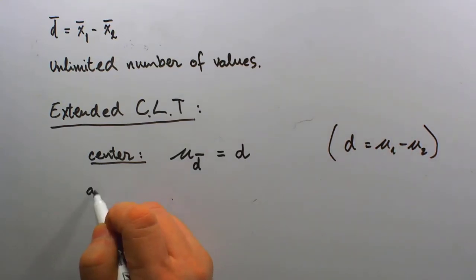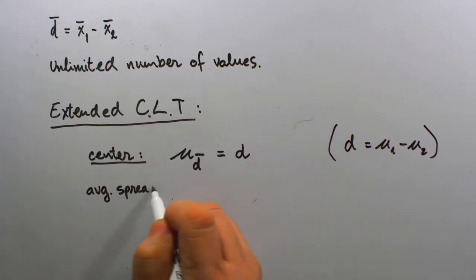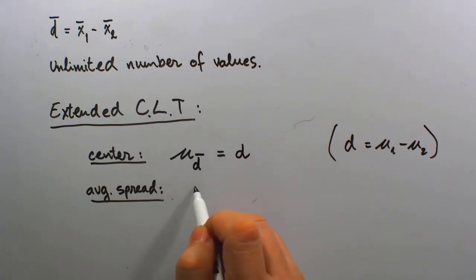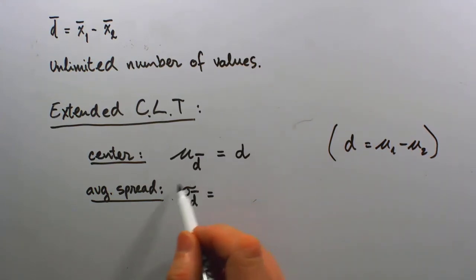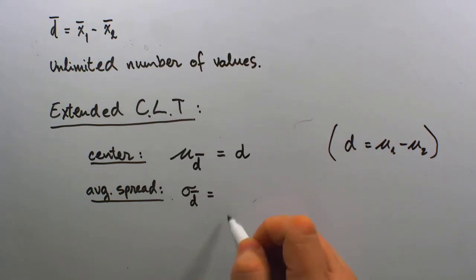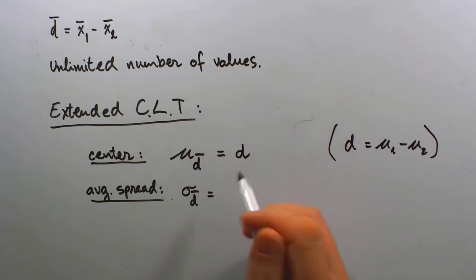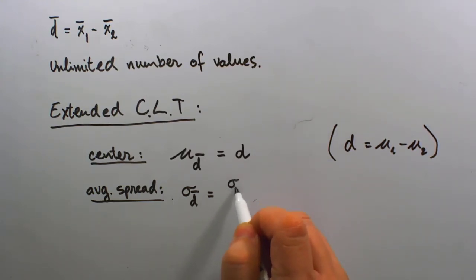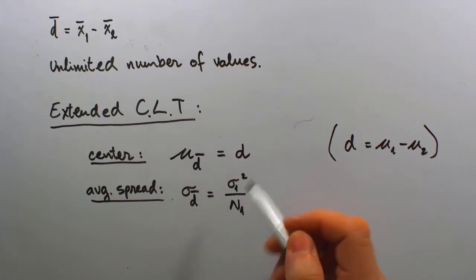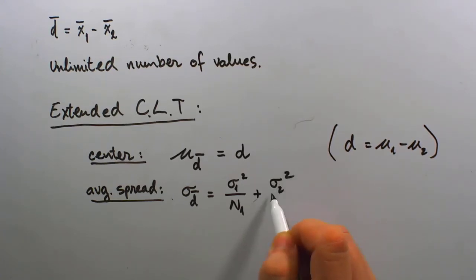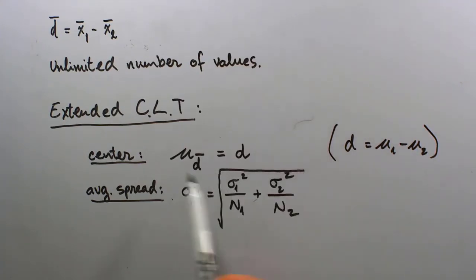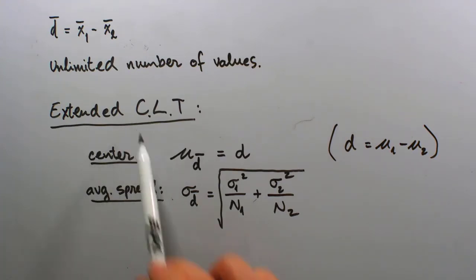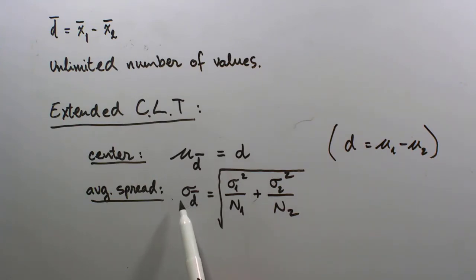Average spread, namely sigma D bar here, is found, and we formally call this the standard deviation of all sampling differences. If we know the two population standard deviations, sigma 1 and sigma 2, then we have a math problem: sigma 1 squared over n1 plus sigma 2 squared over n2, and put that expression inside the square root. This expression, according to the extended central limit theorem, is what gives us the population standard deviation value of all sampling differences in the sample means out there.